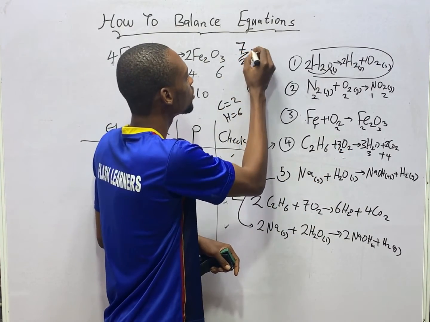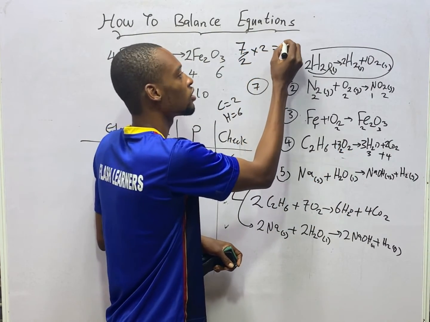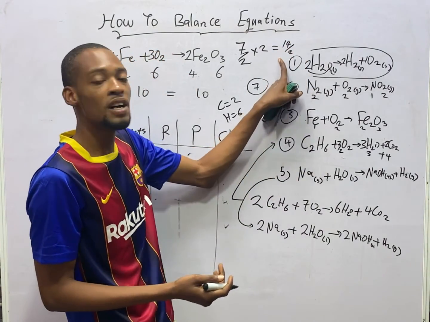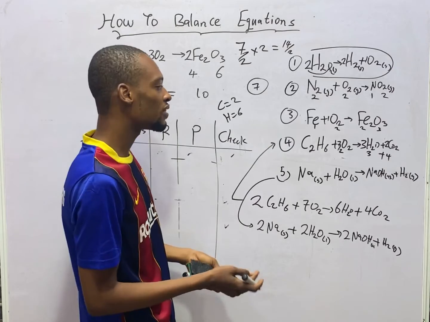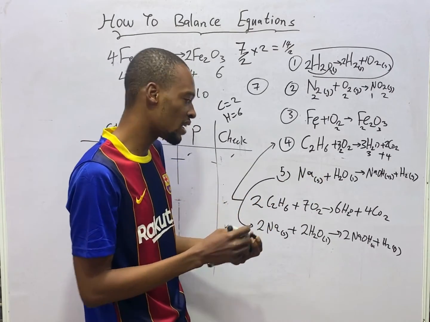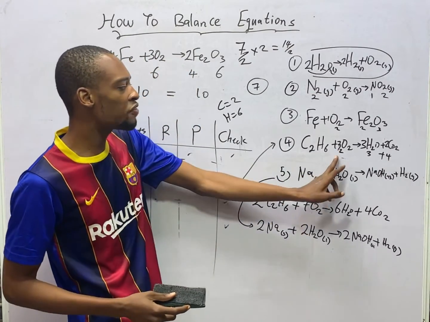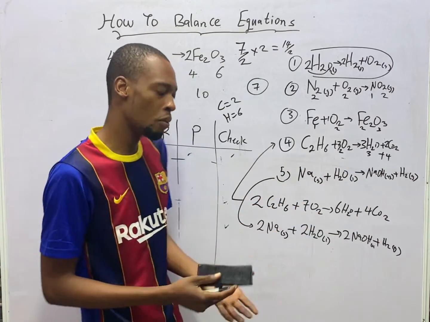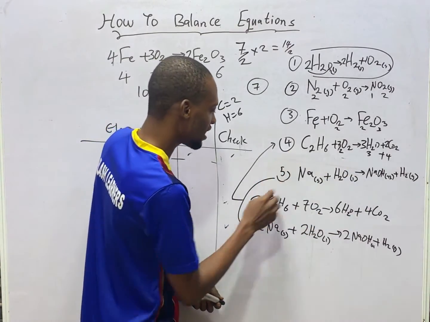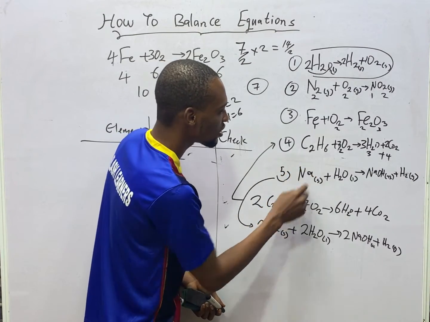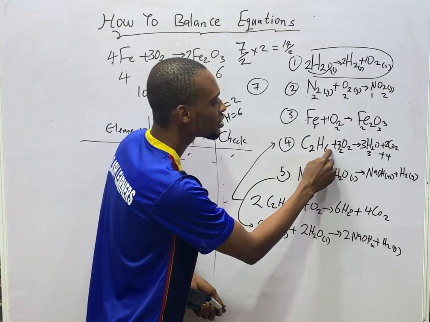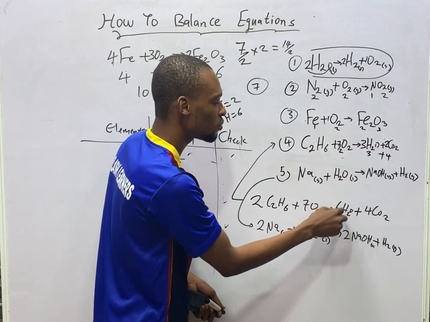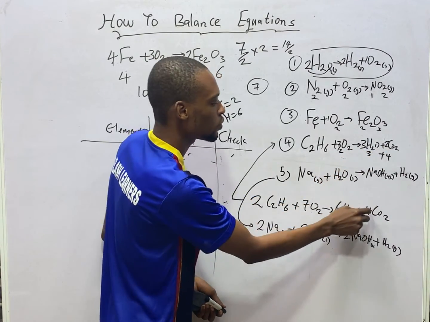So that 7 over 2 times 2 is equal to what? 14 over 2. Is it correct? 14 divided by 2 is what? 7. So in that case, oxygen will be balanced. But to avoid fractions, this is the reason why I multiply everything by 2. So that everything here times 2 plus everything here times 2 will give us 2 times 7 over 2, remaining 7. Here times 2 is 6, and here times 2 is 4.